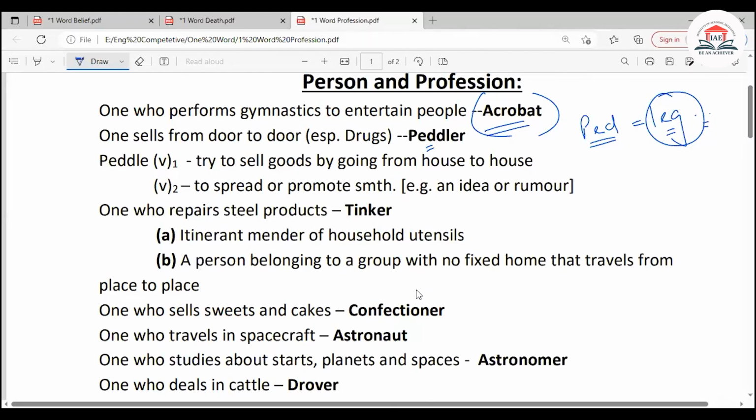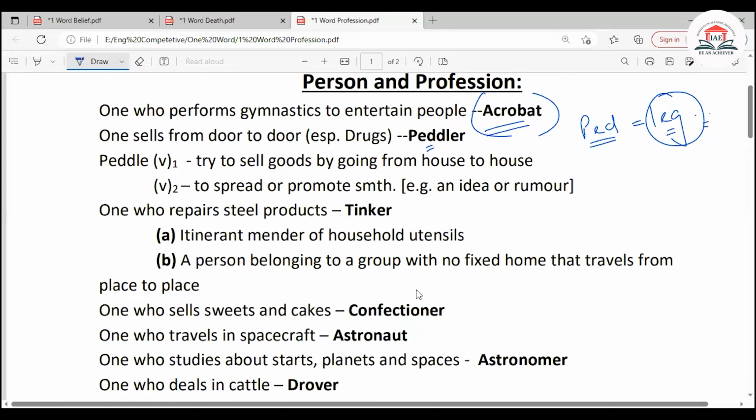Peddle is what? Try to sell goods by going from house to house. That is called peddle. Now, this is the next meaning of the word peddle. To spread or promote something. Matlab, that is to approach the people to spread out the idea. That is called peddle. Example, an idea or rumor that has been peddled.